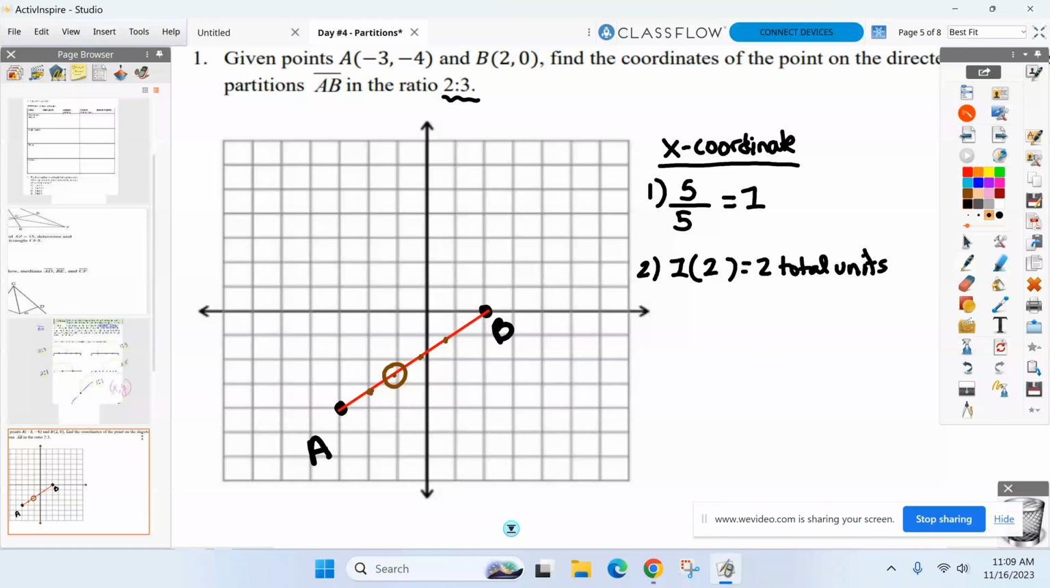All right, so I need to go 2 total units on the x-axis to get to where I need to be. Well, where did you start on the x-axis? We started at A, right? So where did we start on the x-axis? Everyone see we started at -3. So I'm going to start at -3, go over 2, and where do I end up? -1. So I know half my answer already is going to be -1, comma, we got to find the y coordinate now.